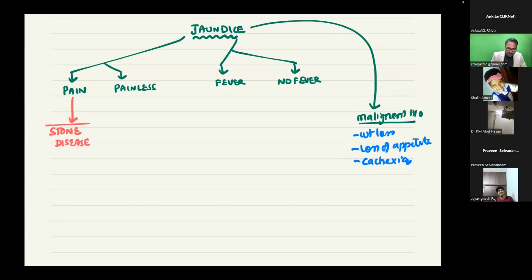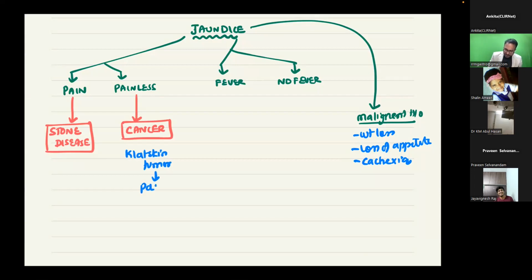A gallstone will cause gallstone pain because from there only it has entered the bile duct, so there will be pain. Painless is usually a feature of cancer. This is not always, but it is a feature of cancer. So please remember, pain is a feature of stone, painless is a feature of cancer. It is not compulsory. Sometimes a Klatskin tumor might have pain because of nerve infiltration. So with pericholedochal nerve infiltration, pain may be present.